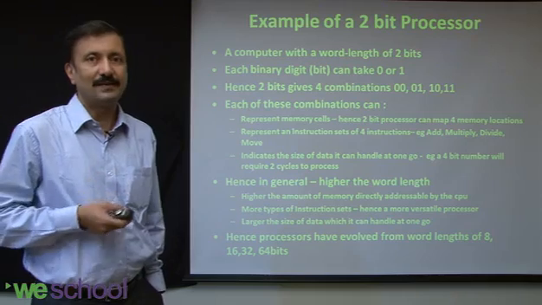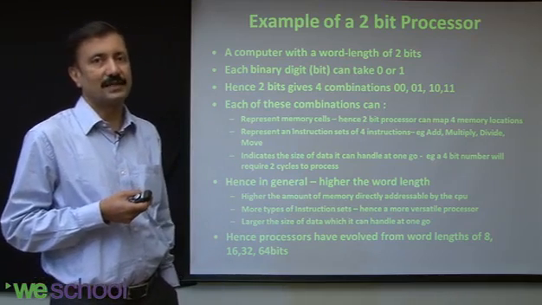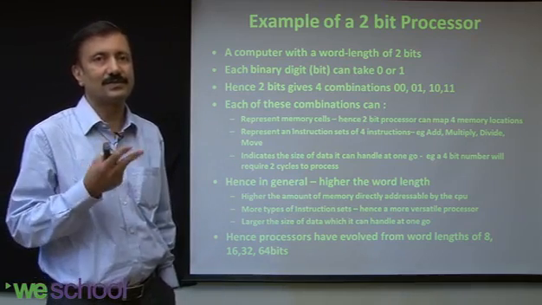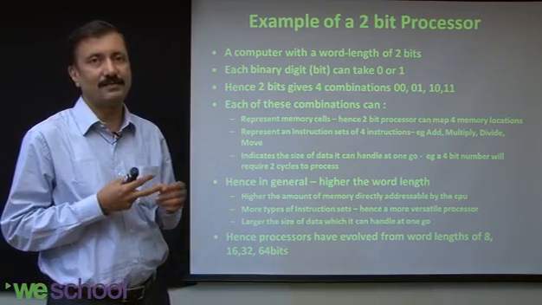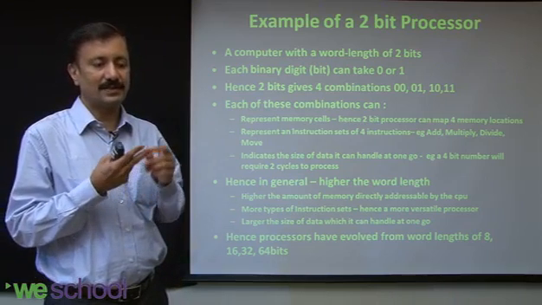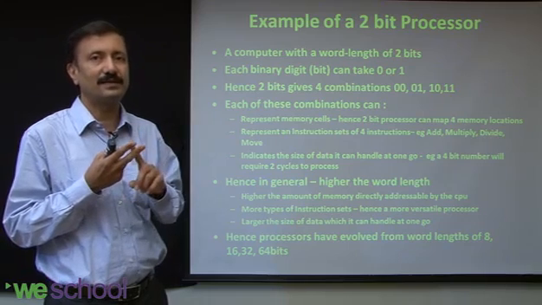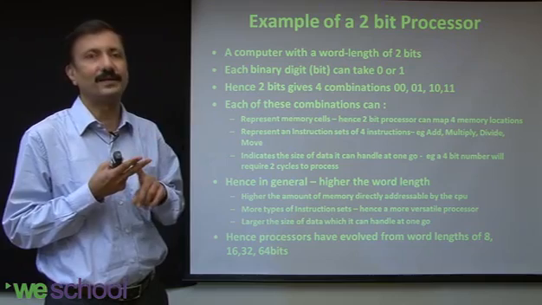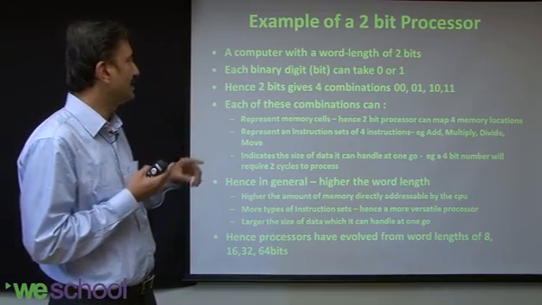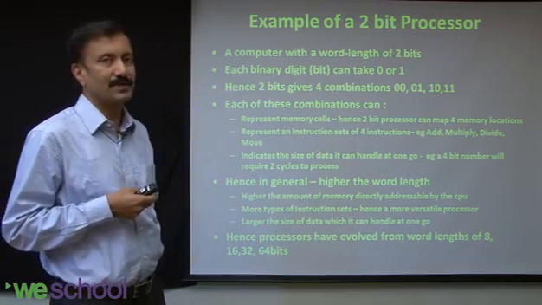To take a trivial example of what a processor looks like, let's take a processor which has 2 bits. Each bit is a binary digit. So it is a processor capable of handling 2 bits of information at the same time. Every bit can denote either a 0 or a 1. So potentially you have 4 combinations possible.